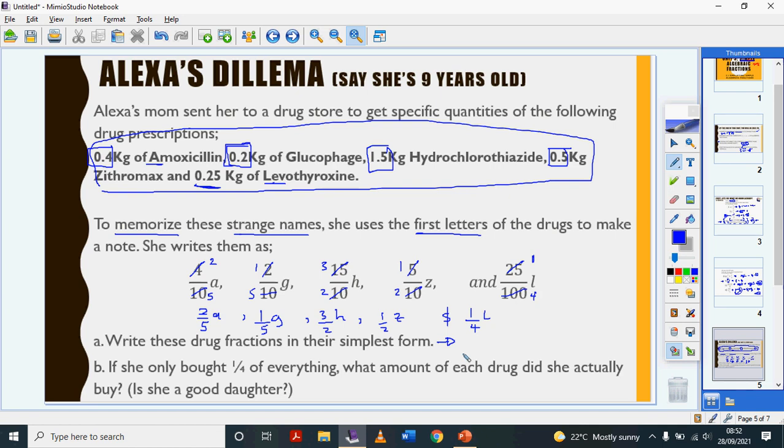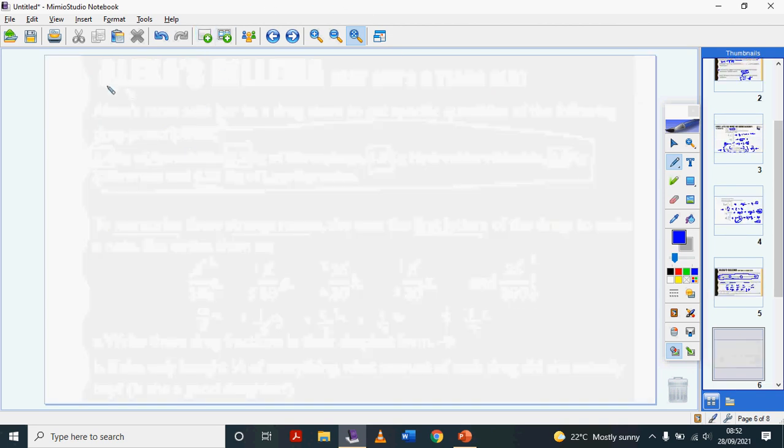I have written those fractions in their simplest form. Question 2. If she bought 1/4 of everything, what amount of each drug did she actually buy? You guys can figure this one out. I'm going to let you figure it out.